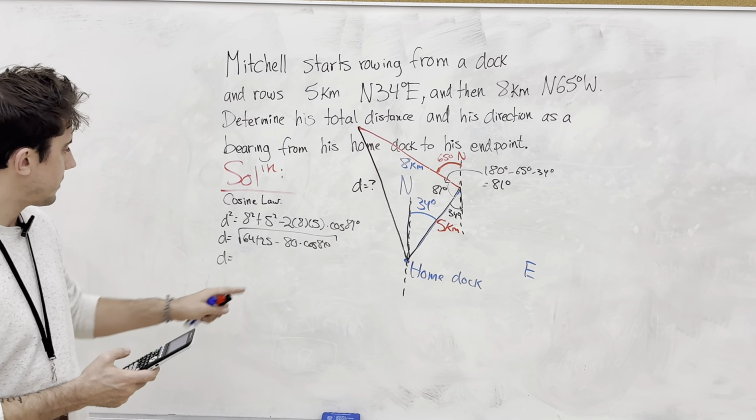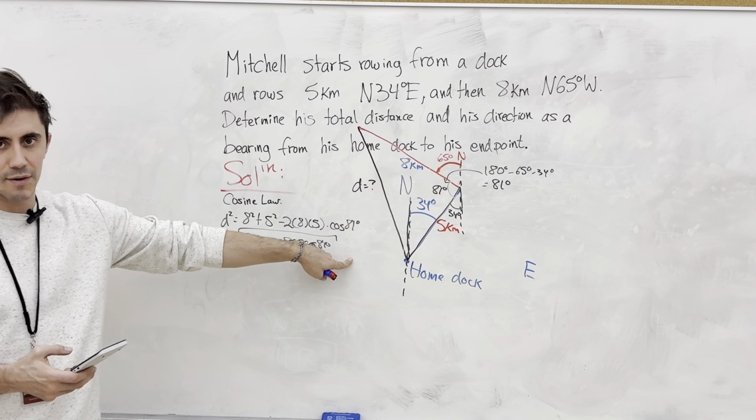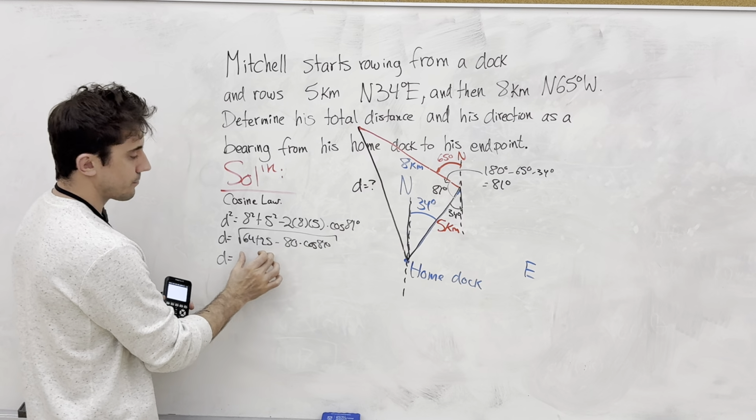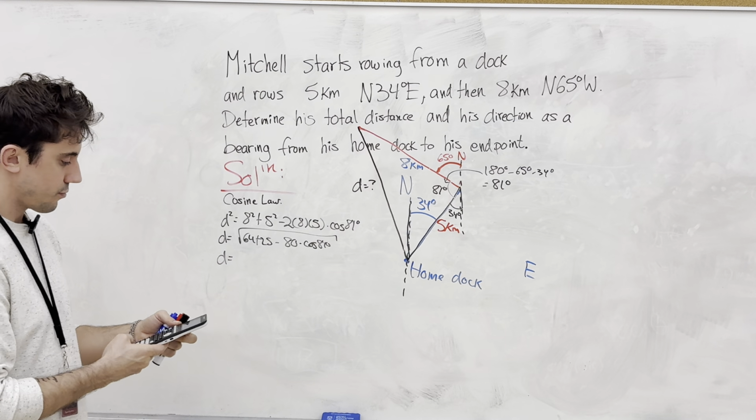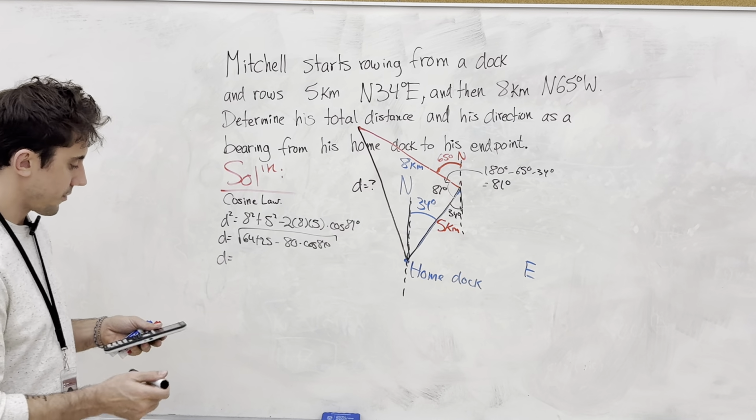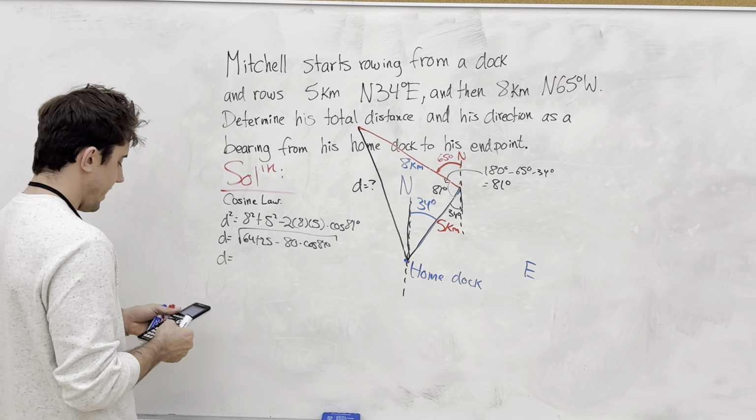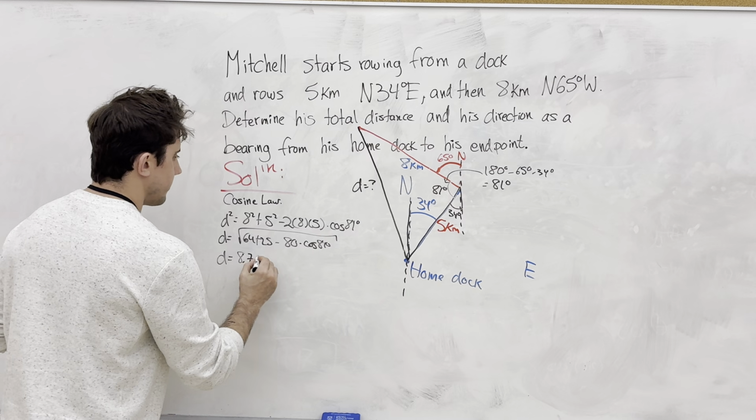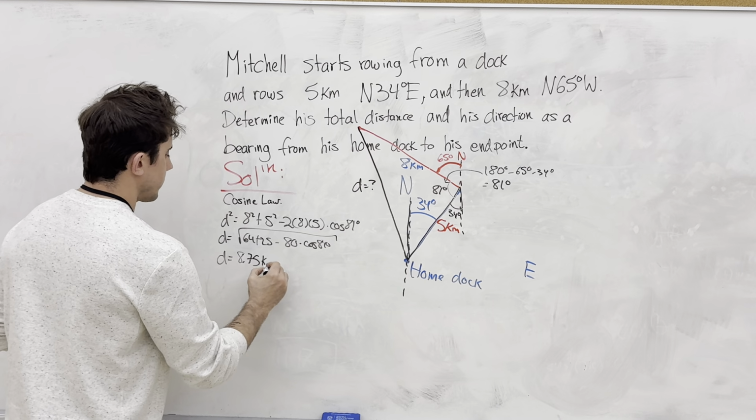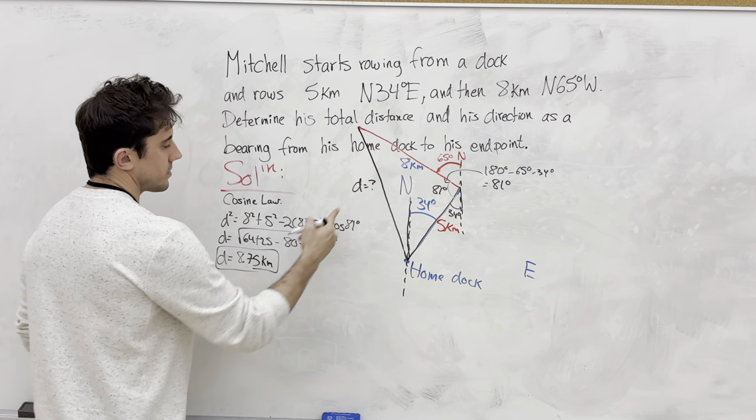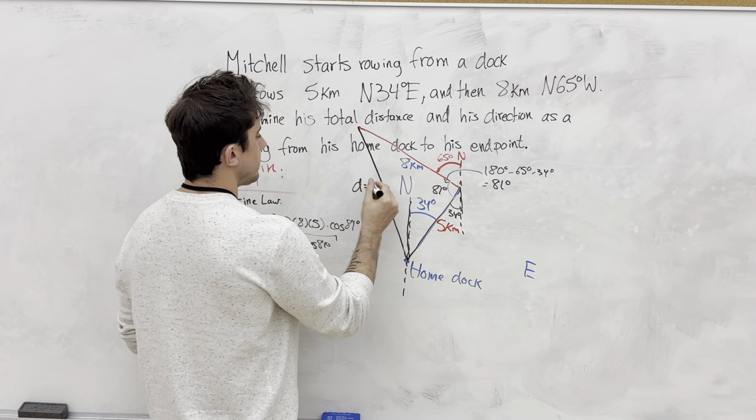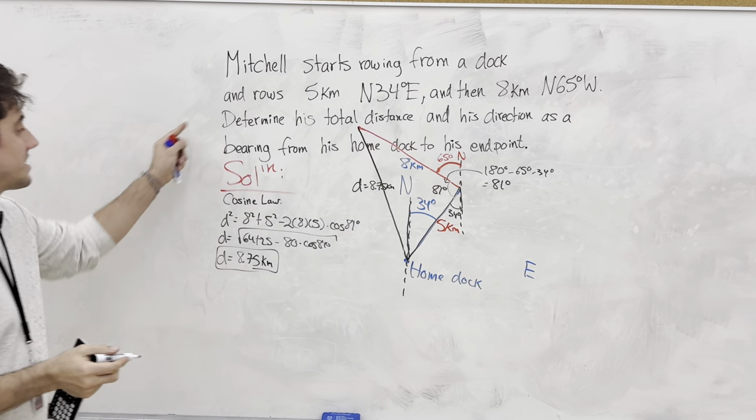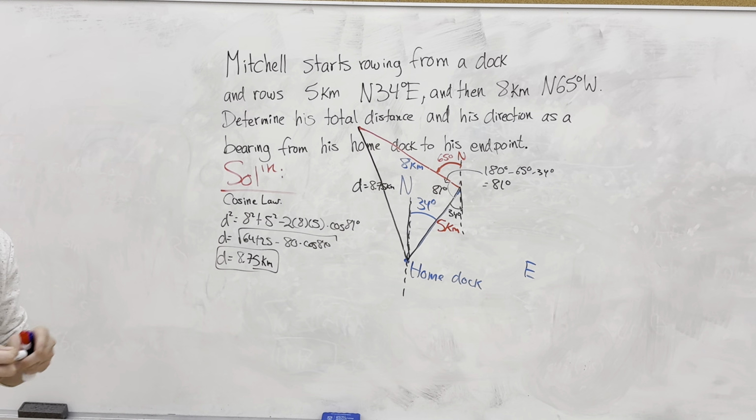Please be mindful with your negatives, make sure your BEDMAS is done appropriately in this step. You want to multiply these two before you start subtracting them from the first two terms. And if you do it properly, you should get a third length of 8.75 kilometers. So that's our third distance here, 8.75 kilometers. And so it's asking for the total distance that Mitchell traveled.